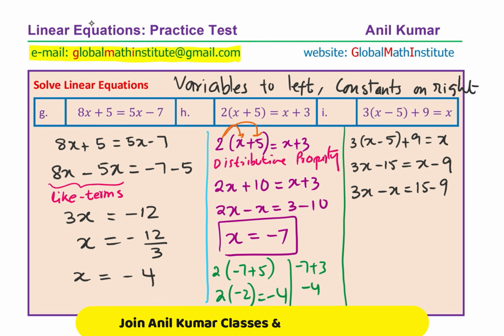I wrote it before as minus 9. 3x minus x is 2x, and 15 minus 9 is 6, so x will be 6 by 2, which is x equals 3. Makes sense.